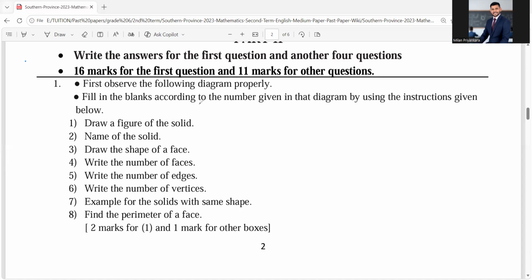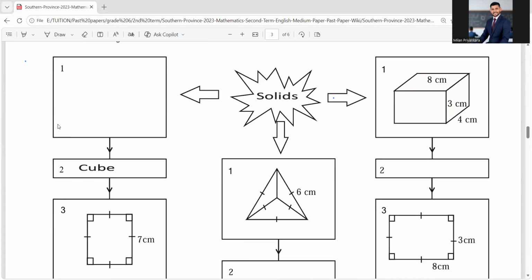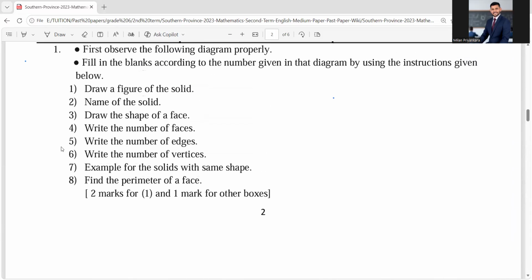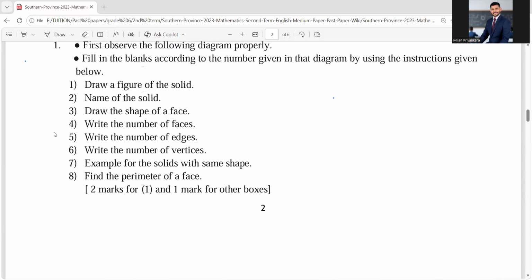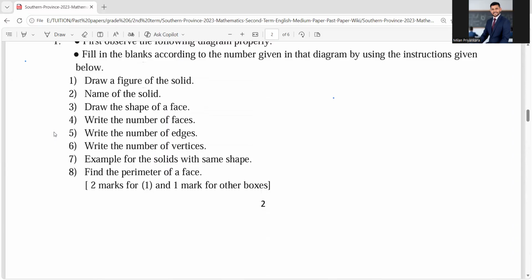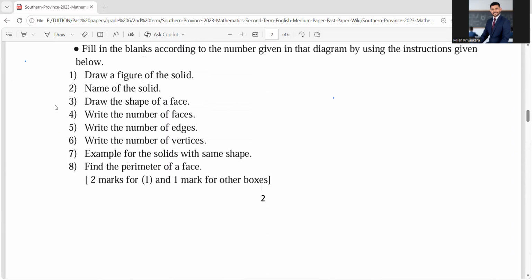Here, first observe the following diagram properly. Fill in the blanks according to the number given in the diagram by using the instructions given below. Draw a figure of the solid. Okay, let's see what it is. First, you have to draw a figure of the solid. Second, name the solid. Third, draw the shape of a face. Fourth, write the number of faces. Fifth, write the number of edges. Sixth, write the number of vertices. Seventh, an example for a solid with the same shape. Eighth, find the perimeter of a face. Okay. Now let's dive in.